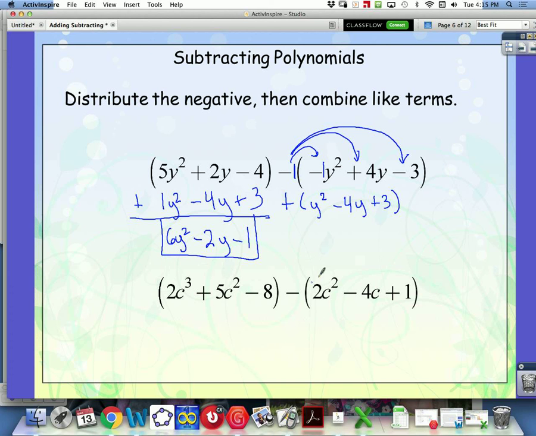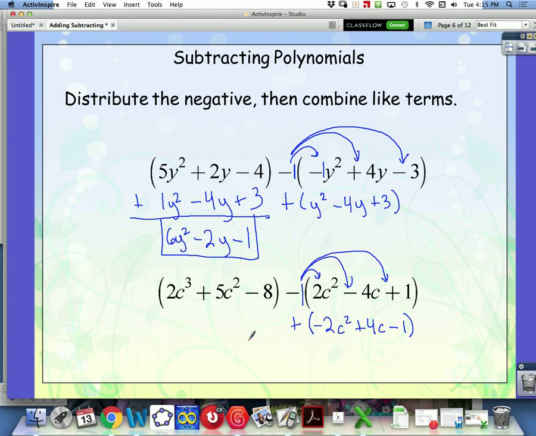So one more time for today. I'm going to make this a -1. And I'm basically going to change all the signs. This becomes a plus. This becomes a -2c squared plus a 4c minus 1. So if it was positive, it became negative. If it was negative, it became positive.